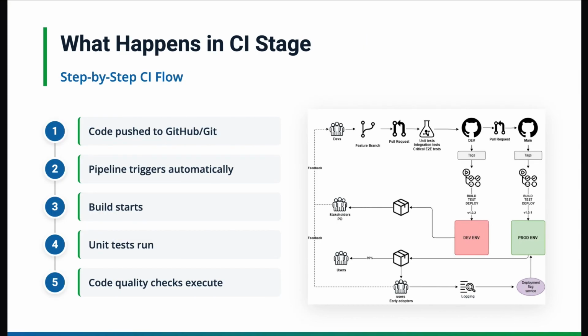So what exactly happens during the CI stage? First, a developer pushes the code to GitHub or Git. That push triggers the CI pipeline automatically. The pipeline starts building the application, then it runs unit tests and code quality checks. If all checks pass, the code is considered safe to move forward. If something fails, the pipeline stops and alerts the team. This ensures only good quality code moves to the next stage.